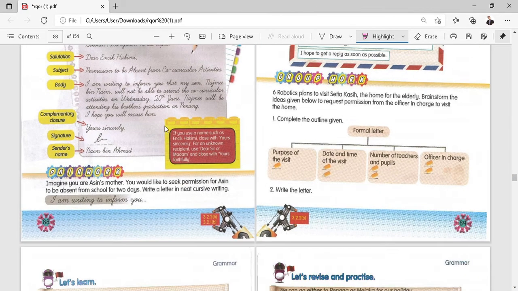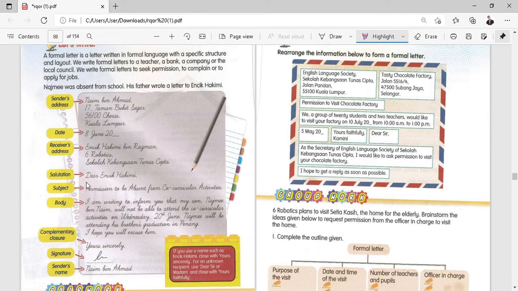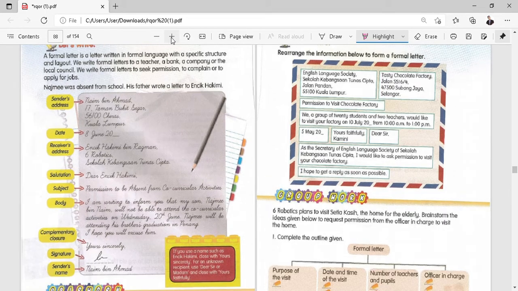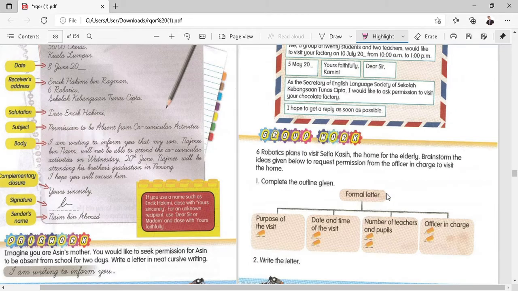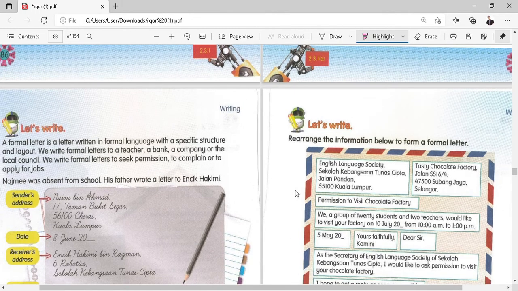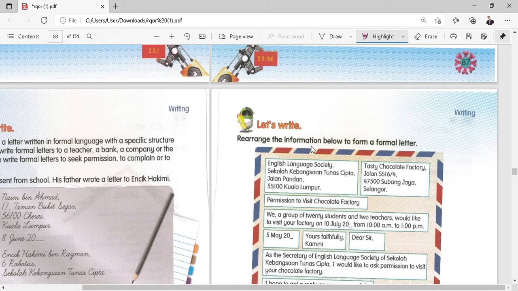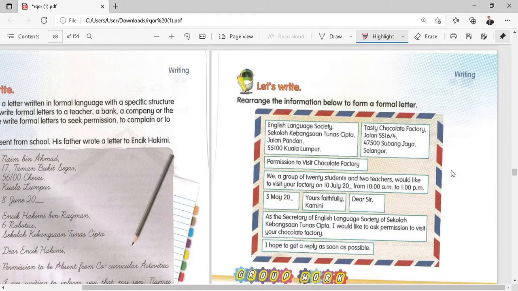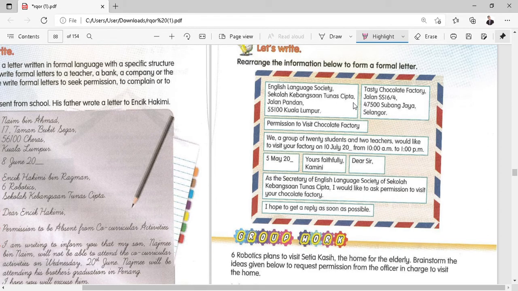Now, since you have been exposed to how to write a formal letter and to the content here, I want you to try one activity. Look at this page. Let's do one activity on page 89. Let's read this. Rearrange the information below to form a formal letter. I will help you to read. Let's read the information together.